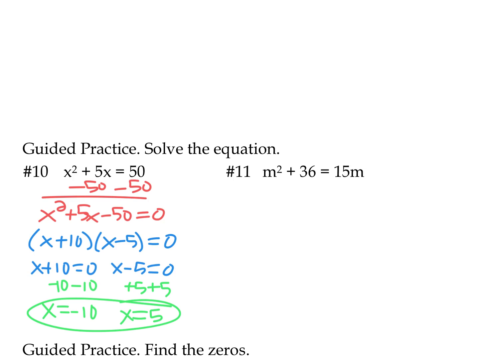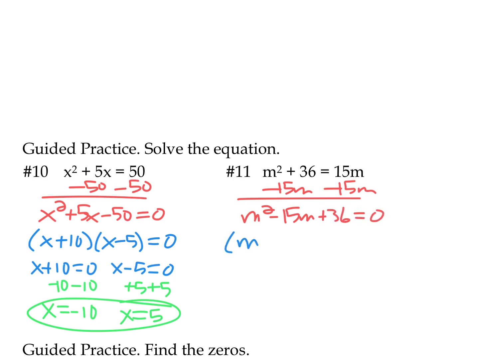All right, in the next example, I'm going to get it set equal to 0 by subtracting 15m on both sides. That's going to be m squared minus 15m plus 36 equals 0. And now I'm going to factor it, so I'm going to have m and m. They're both going to be negative because I need them to be the same sign and add up to negative 15, and I'd have 12 and 3. So I can set each of those equal to 0.